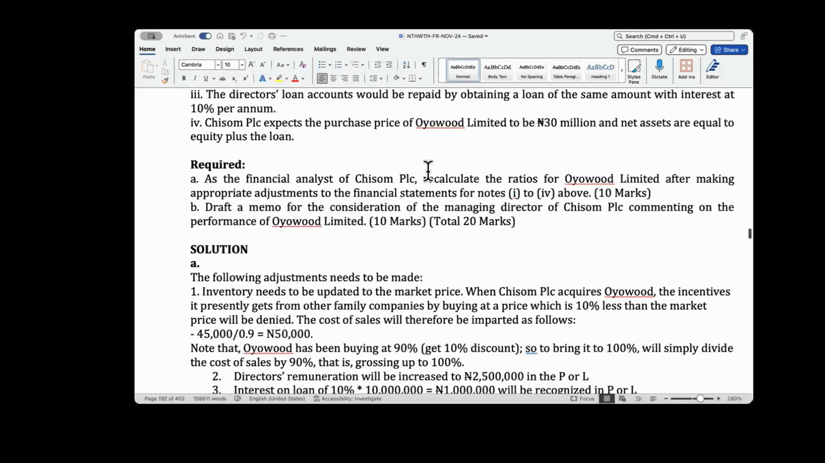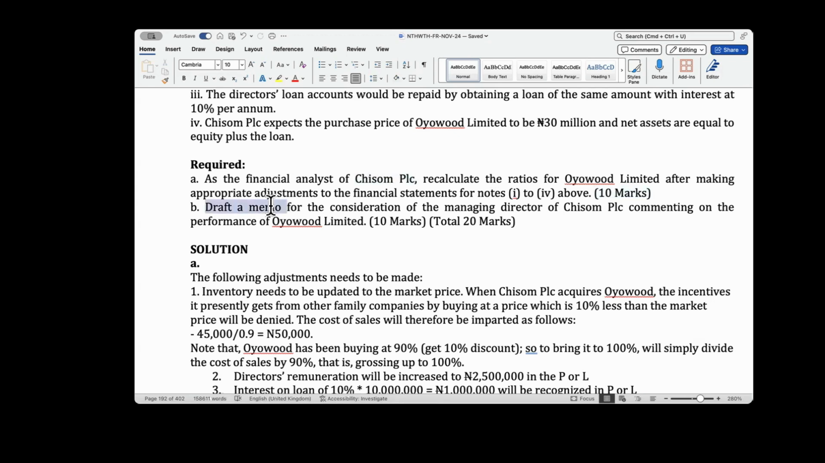since I've been seeing ratios, this is one of the most difficult ratios I've seen so far. It said required. It said, as a financial analyst of Shison PLC, this is the name of one of our students, Shison. At least you'll have answered this question in the exam using their name. They now said, we calculate the ratios for Oilwood Limited after making appropriate adjustments to the financial statements for notes 1 to 4. And they give her 10 marks. 10 marks. We will calculate the ratios.